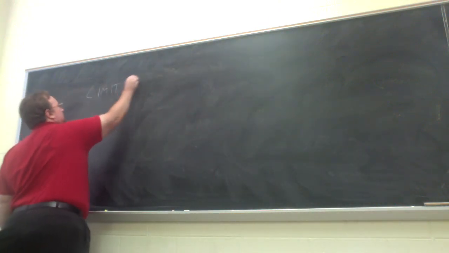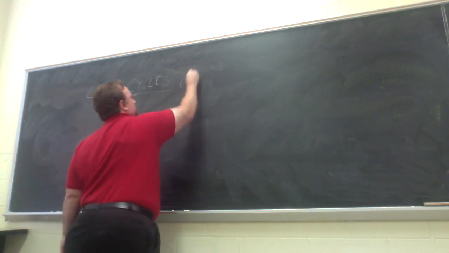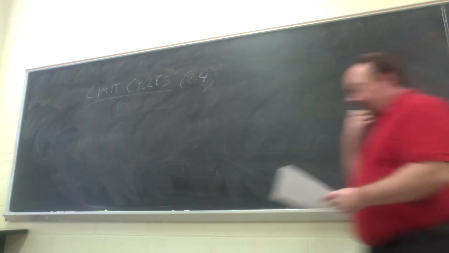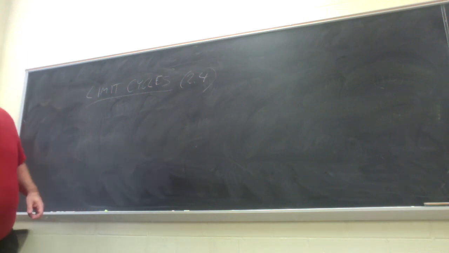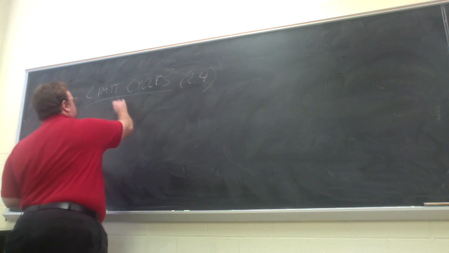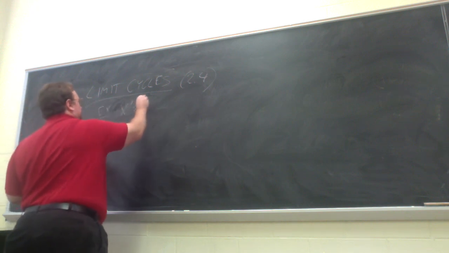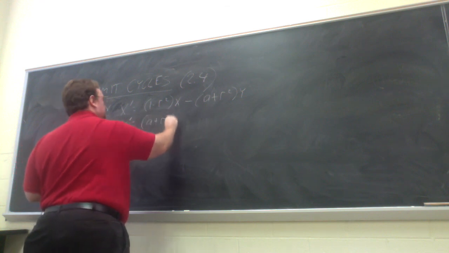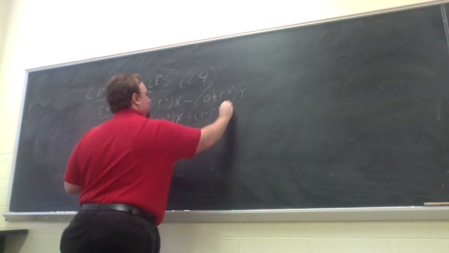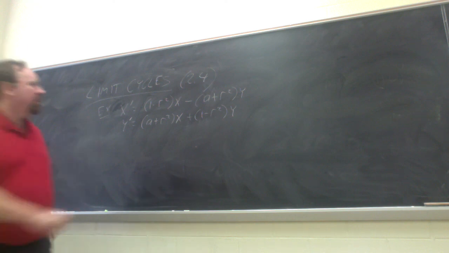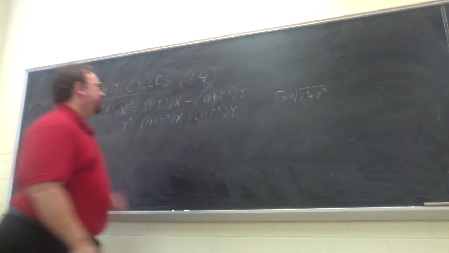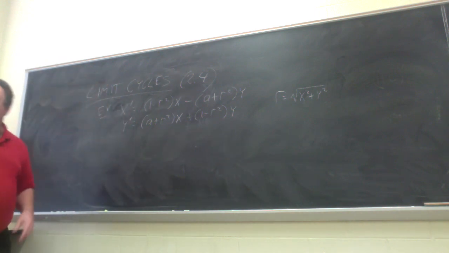Limit cycles. Okay. This one is also best discussed in the context of an example. So x prime is 1 minus r squared times x minus a plus r squared times y. Now, r is r from polar coordinates, so the square root of x squared plus y squared. That's just so I wouldn't have to be writing square roots or x squared plus y squared. It's all over the place in these equations.